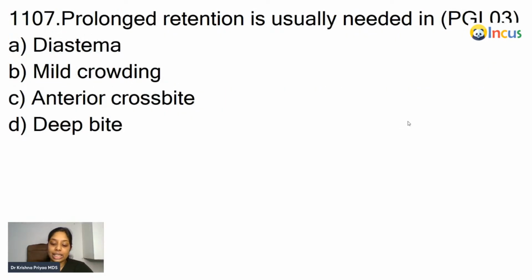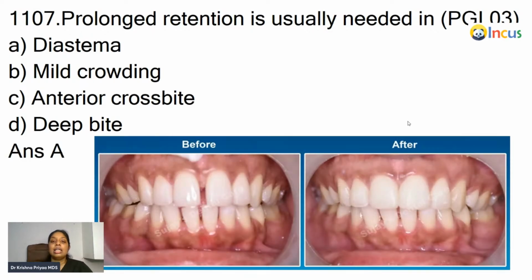Prolonged retention is usually needed in diastema, yes. Definite retention and prolonged retention are quite different. Definite retention means the retention is a must, so it comes under rotation and such corrections. Prolonged means that though definite retention is there, they still have to wear it for a really long period of time. Because whenever we remove the retainer, the teeth again have a tendency to drift apart from each other. So midline diastema is very difficult to maintain without retention appliances. So permanent prolonged retention is required for midline diastema.